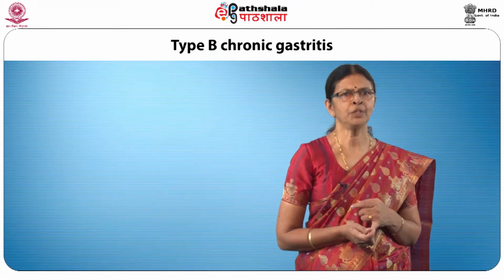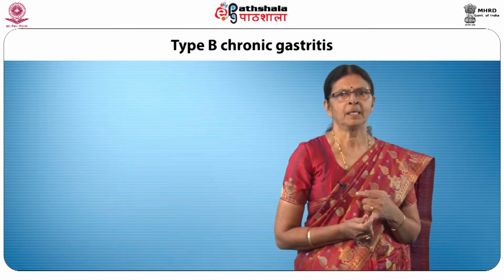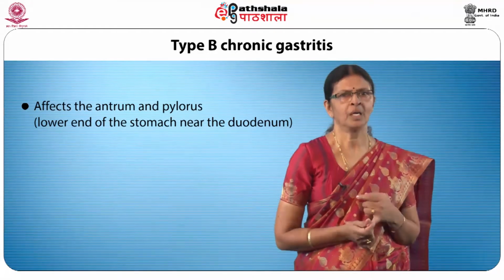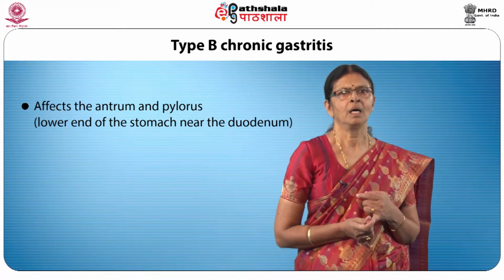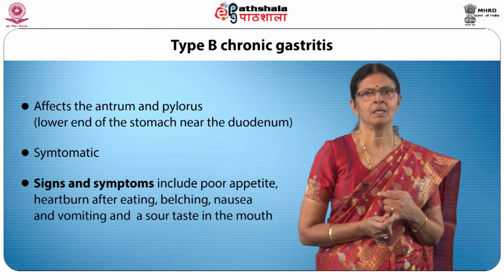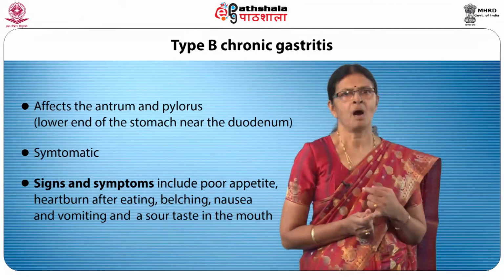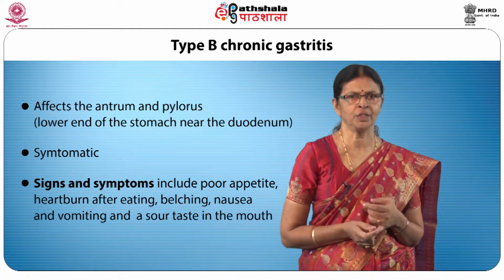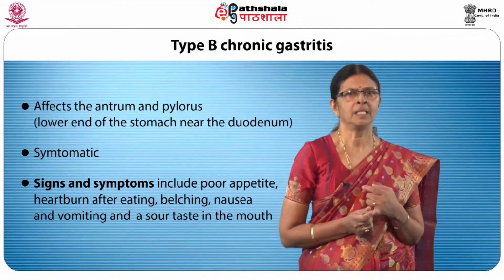Coming to type B chronic gastritis, the main part affected is the antrum and the lower end of the stomach, that is the pylorus. It is symptomatic. The common symptoms are poor or lack of appetite, heartburn after the ingestion of food, nausea, vomiting and a sour taste in the mouth.